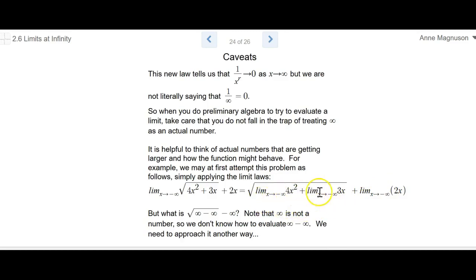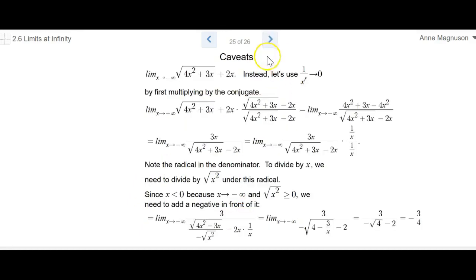And then I can use the sum rule under the square root. And if I plug in infinities for these x's, I get this stuff. And what is that? I don't know. What's infinity minus infinity? It's not a thing. It's not defined. So we need to approach this another way. And we're going to approach it again using this new law that we learned.